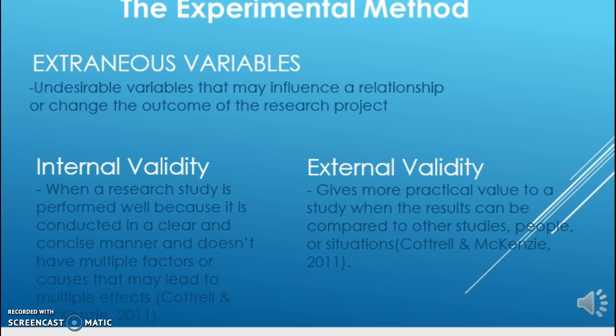Extraneous variables are undesirable variables that may influence a relationship or change the outcome of the research project. Internal validity is when a project doesn't have multiple causes that could lead to multiple effects of a research project. External validity are outside factors that can give the project more value because the results can be compared to other studies, other groups of people, or other situations.